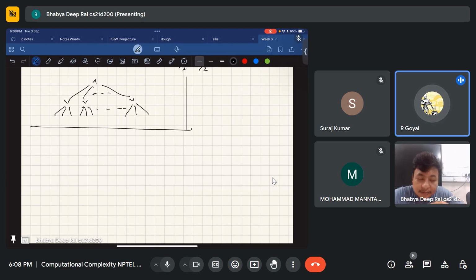Since the Boolean formula is in CNF, every clause must turn out to be true, and there are exactly three Boolean literals in every clause. So what is the probability of success? That would be 1 minus the probability of failure. The probability of failure is that all three literals come out to be not true, which is 1 by 8. Therefore, 1 minus 1 by 8 is 7 by 8.